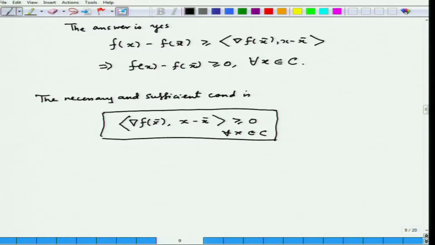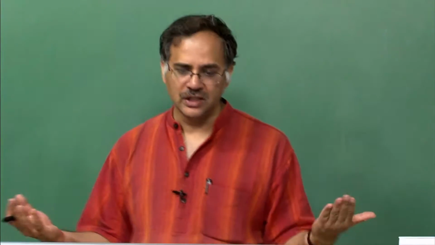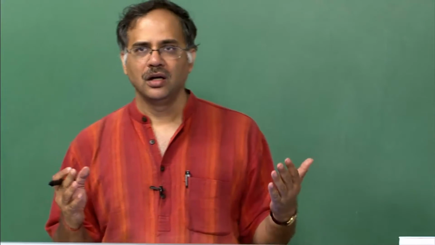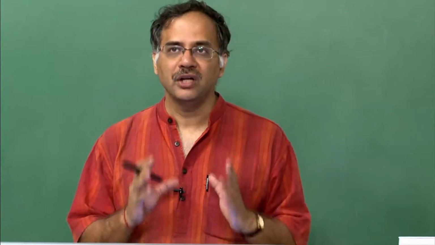So, this particular representation of a necessary and sufficient optimality condition for a convex minimization problem, minimizing a convex function over a convex set C, is usually termed as representation via variational inequality.